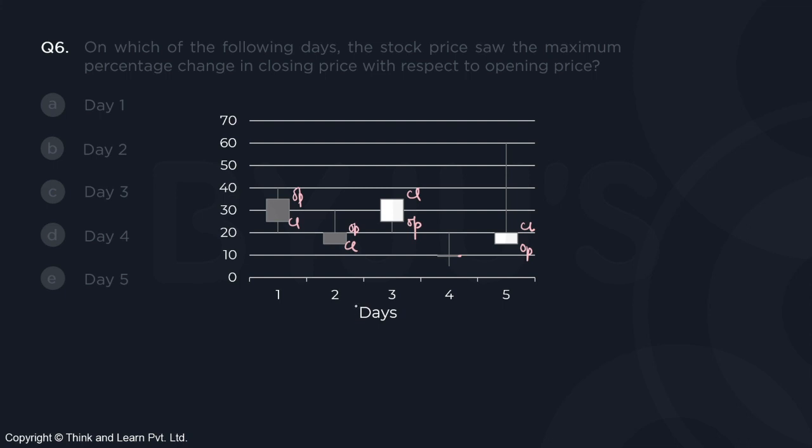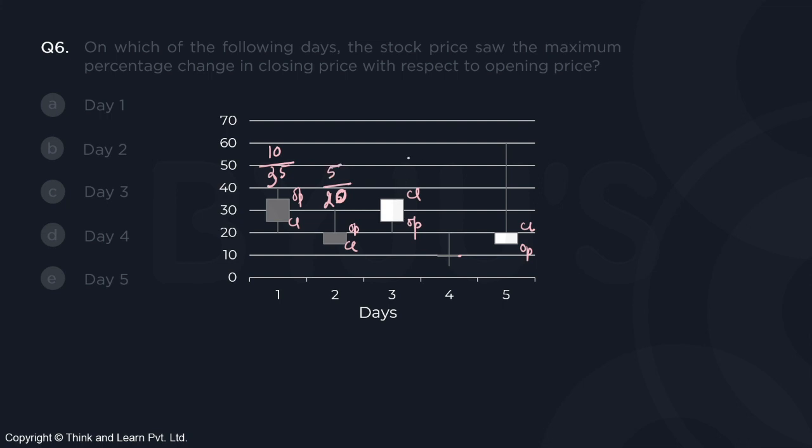So on which of the following days did the stock price see the maximum percentage change in the closing price? Here the closing price is 25 and the change in the price is equal to 10, because from 35 it came down to 25. Here the closing price is 15. I'm sorry, with respect to the opening price he said, so it should have been 35, and here also on a base of 20. There is a change of 5.